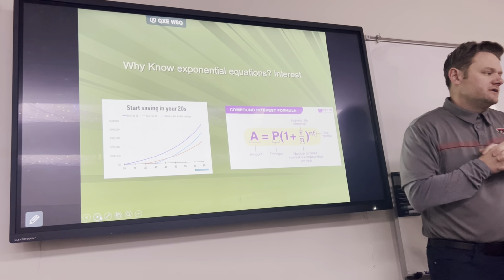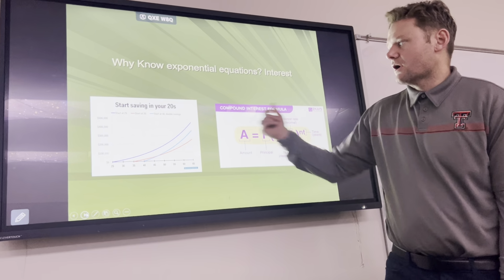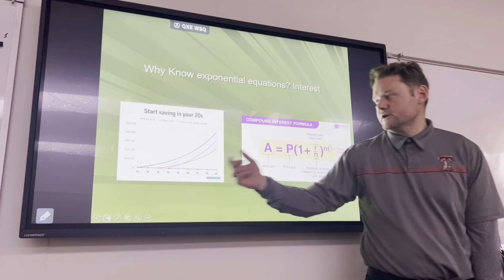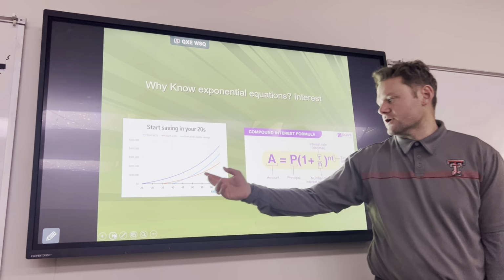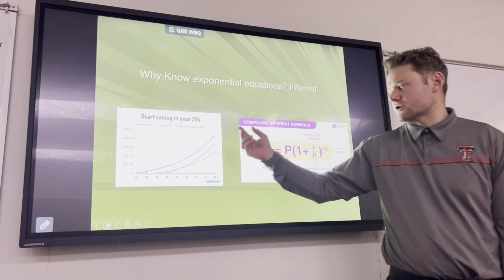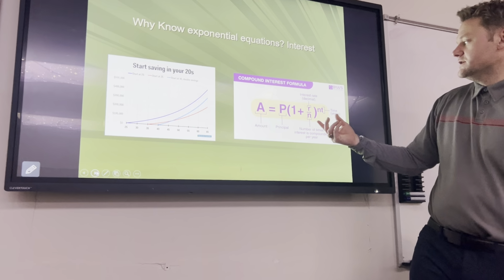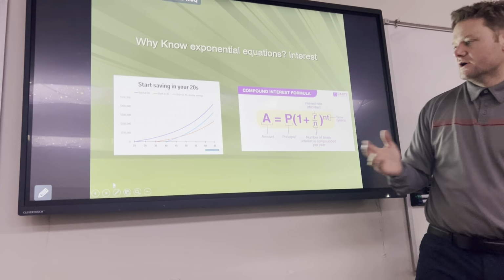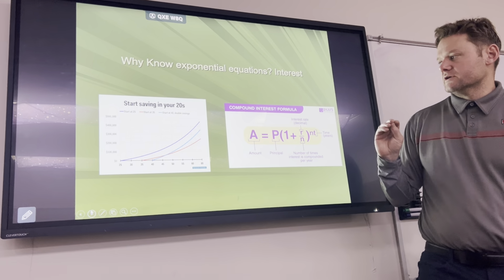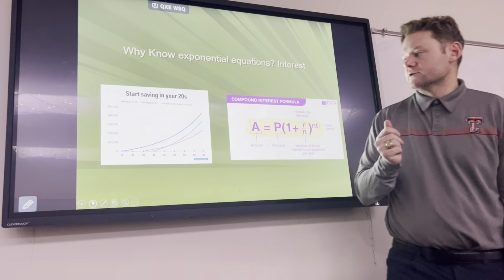Why are we learning exponential functions? Well, one reason is our finances. Here's a chart of what happens if you start saving money in your 20s versus starting when you're my age or starting when you're 40. We have these exponential curves that we deal with. These are exponential equations. Here is your compound interest formula. I know we dealt a little bit with that earlier in the year. We're gonna come back to that, but right now we're gonna focus on the very basics. So go ahead and go to the next one.